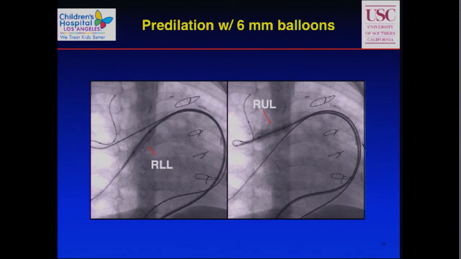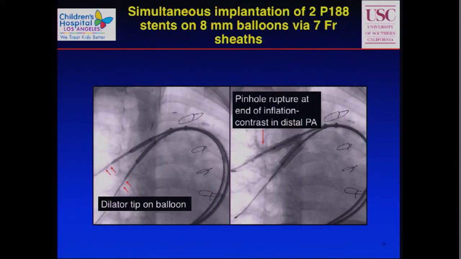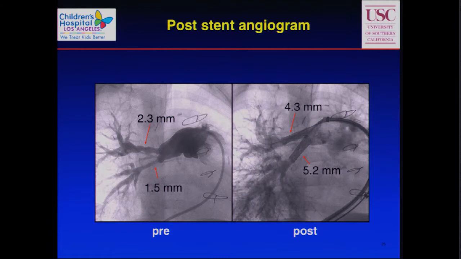This is a 6 millimeter balloon going up, lower lobe and upper lobe. You see the stenosis there. We went ahead and put balloons in and inflated it on 8 millimeter balloons. And so this is the post. Now notice the distal perfusion. It's much better than before. Now granted, this is still not very big, but you've gone from 1.5 to 5.2 millimeters, and you've gone 2.3 to 4.3. So therefore, it's better, it's not perfect, but I want the stent to endothelialize, to be stabilized, and I can come back to rehabilitate it. But the first thing is to put those stents in first.